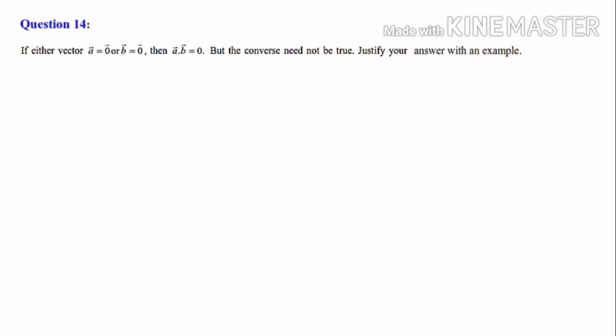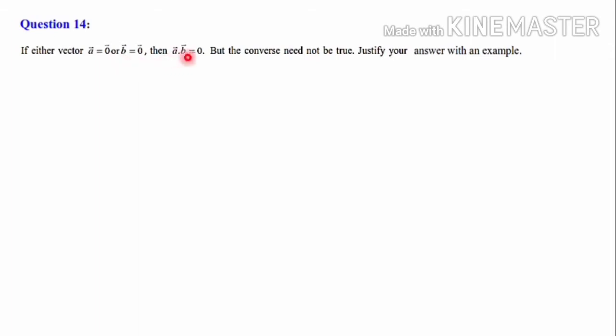Here a statement is given to you. The statement is like this: vector A is equal to 0 vector or vector B is equal to 0 vector, then their dot product must be 0. The converse we have to prove need not be true. Converse means reverse order. If vector A dot vector B is 0, it means vector A is equal to 0 vector or vector B is equal to 0 vector. That statement we have to check whether it is true or not.